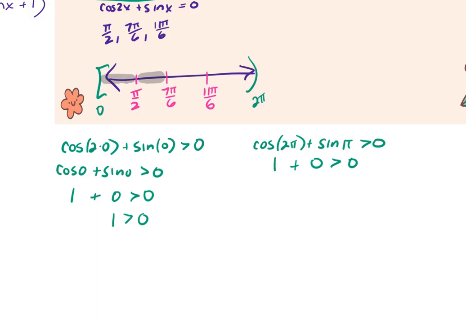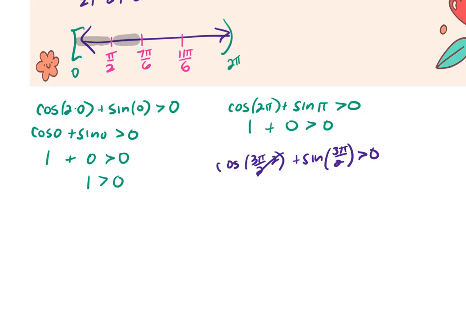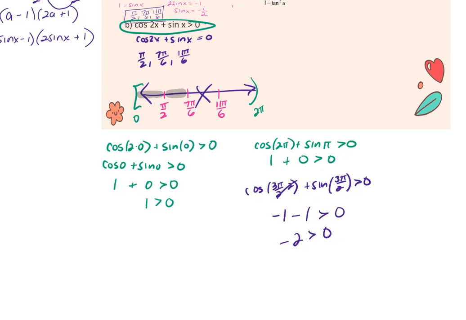Now I go between 7 pi over 6 and 11 pi over 6. 3 pi over 2, good. Cosine of 3 pi over 2 times 2 plus sine 3 pi over 2 greater than 0. Cosine at 3 pi, because the 3 over 2 and the times 2 cancel out, is negative 1. Sine at 3 pi over 2 is also negative 1. So it doesn't work. All right, so that I rule out.